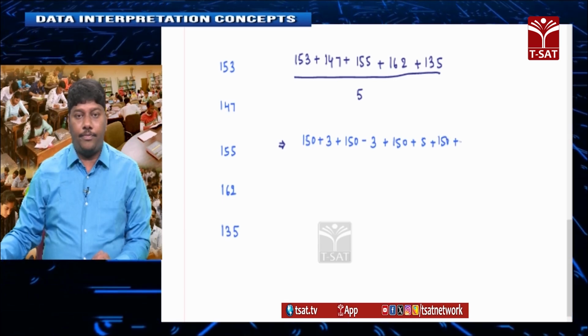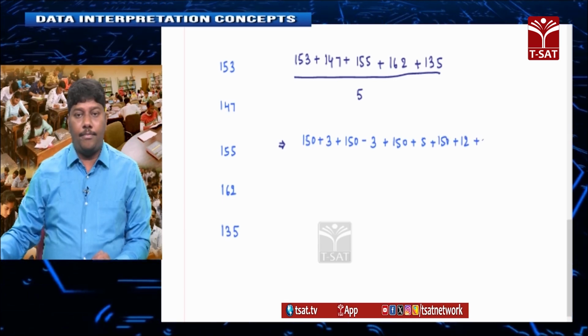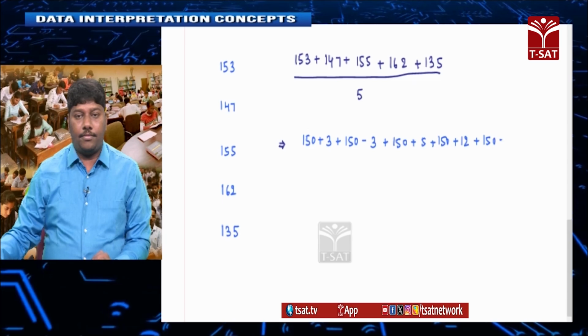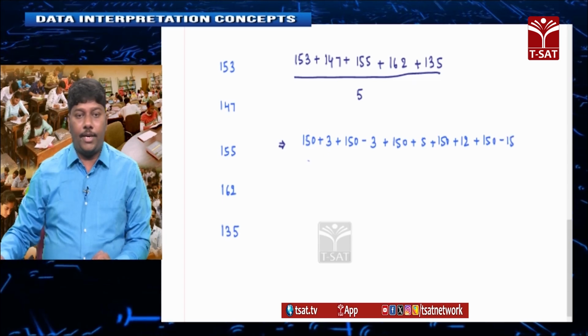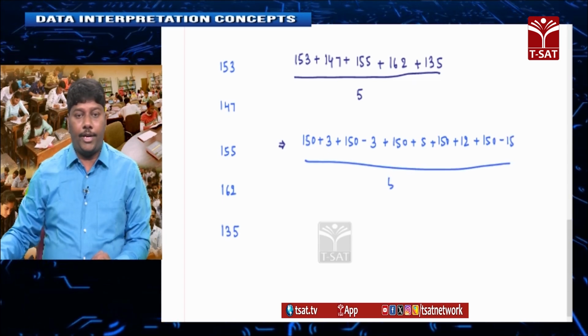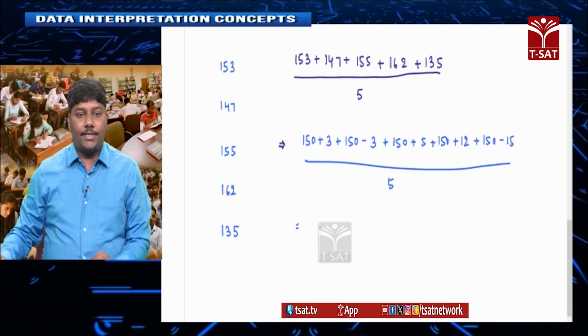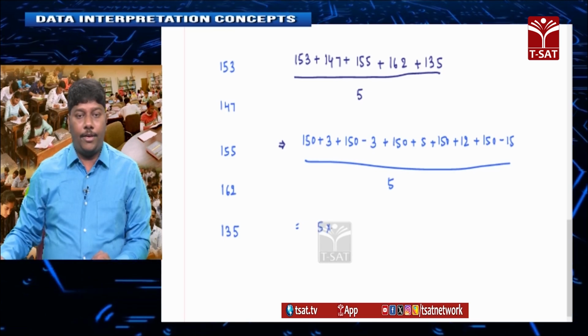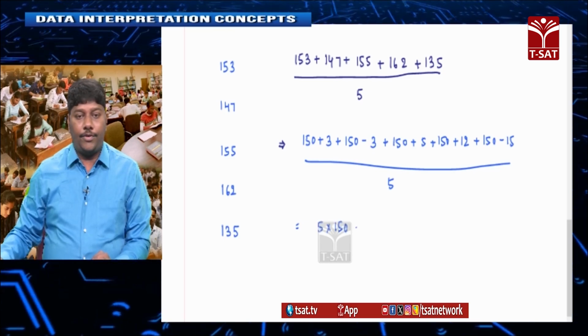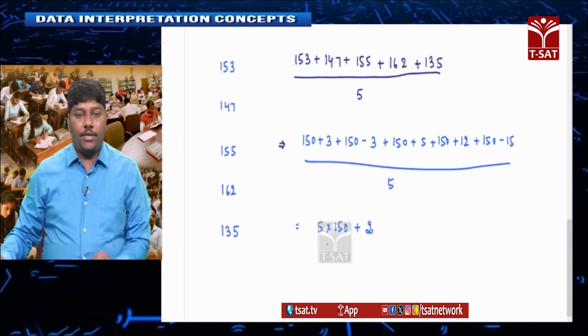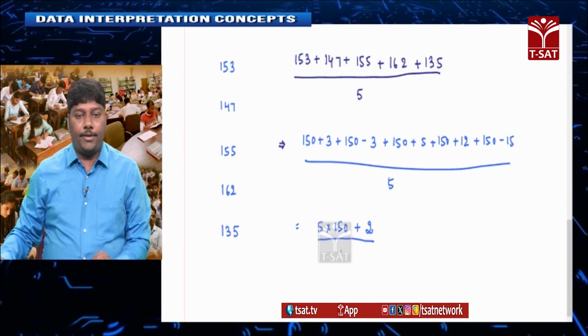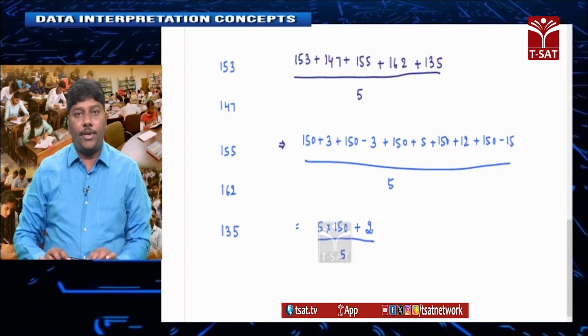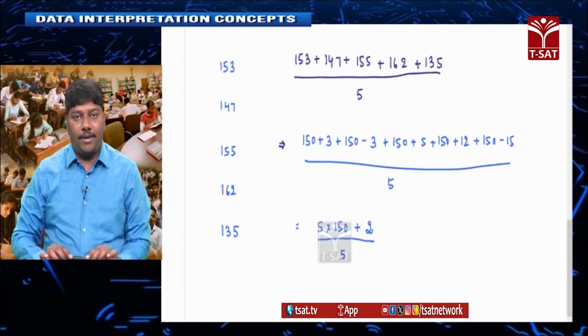150 plus 12. 150 minus 15. So, 150 came 5 times. Therefore, if you want to find out the sum of data, you can say 5 into 150. Now, if you sum the deviations, you will get plus 2. So, if you only look at the numerator, you can just find out the sum in the same manner.